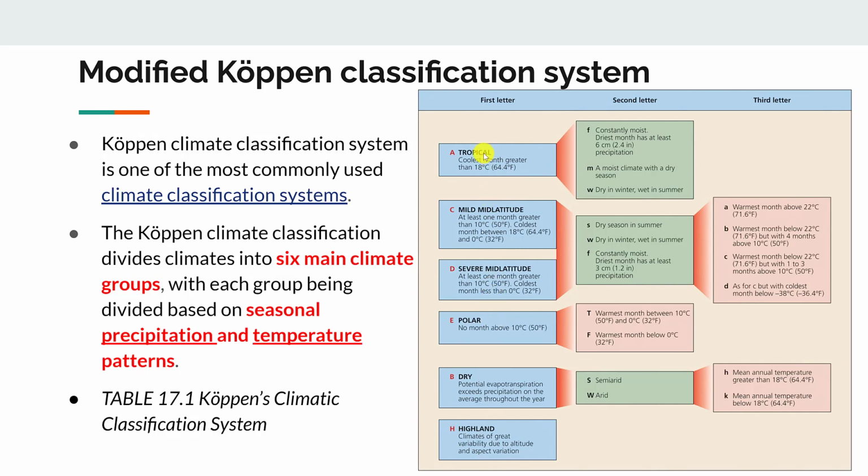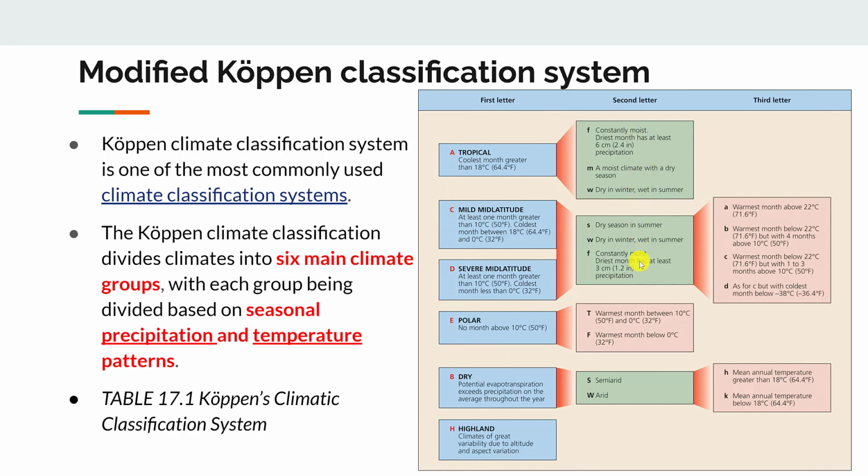Okay, so you can see from tropical to mild mid-latitude climate, the lowest temperature is still above 0 degrees Celsius or 32 Fahrenheit, versus the severe mid-latitude, where the coldest month is lower than the freezing point, 0 degrees Celsius or 32 Fahrenheit, and polar, extremely cold. Based on that, the first letter you should put as uppercase.